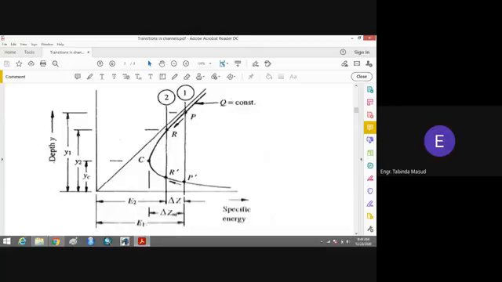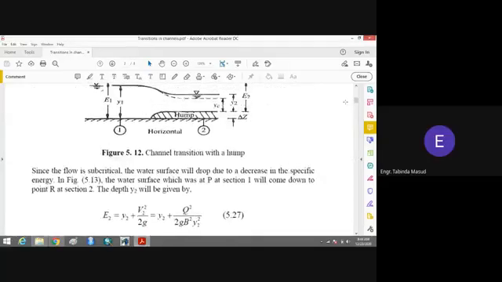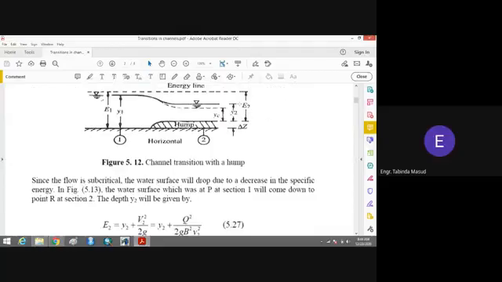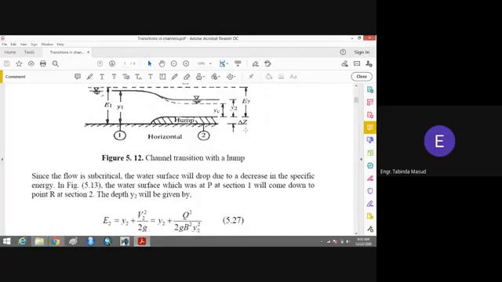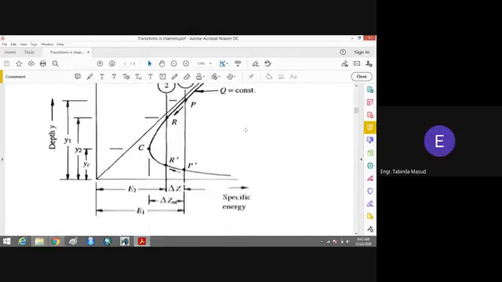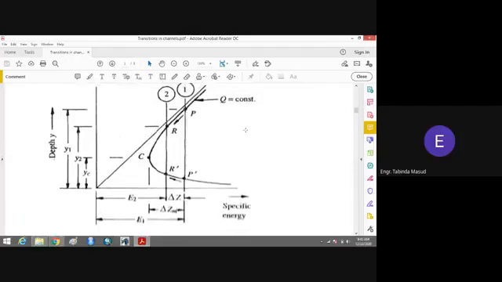And you can see that the difference between E1 and E2 is due to delta Z. Delta Z is the height of the hump. The difference between the two energies is only due to delta Z. Here you can also see in this figure that E1 minus E2 is equal to delta Z. So delta Z is the difference between the two specific energies.